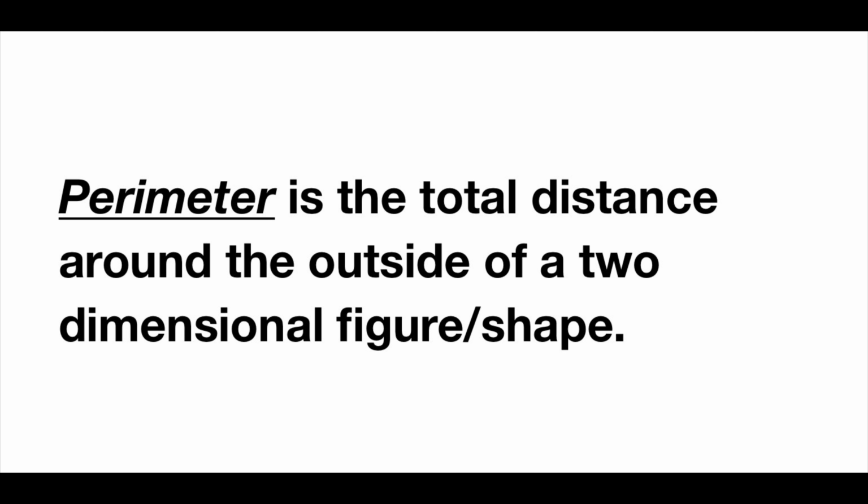So before we get started, let's define a perimeter. A perimeter is the total distance around the outside of a two-dimensional figure. And that figure is two-dimensional because we are dealing with two units of measurements. We are dealing with the length and the width.